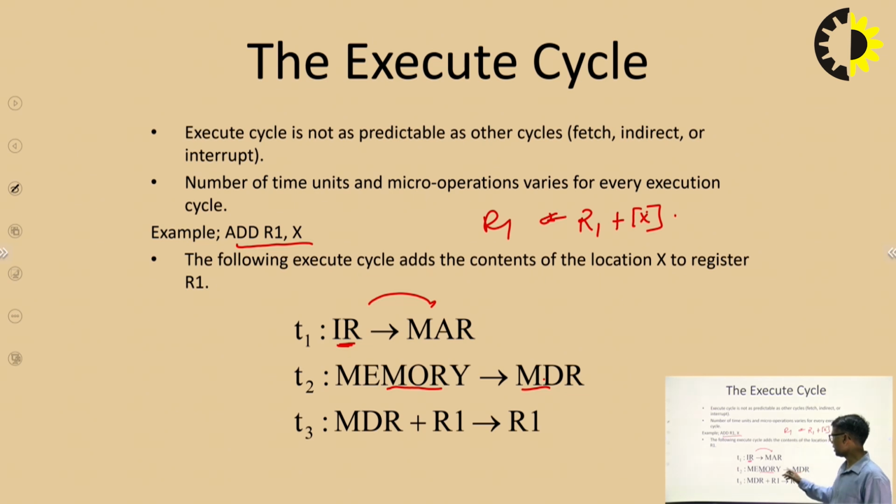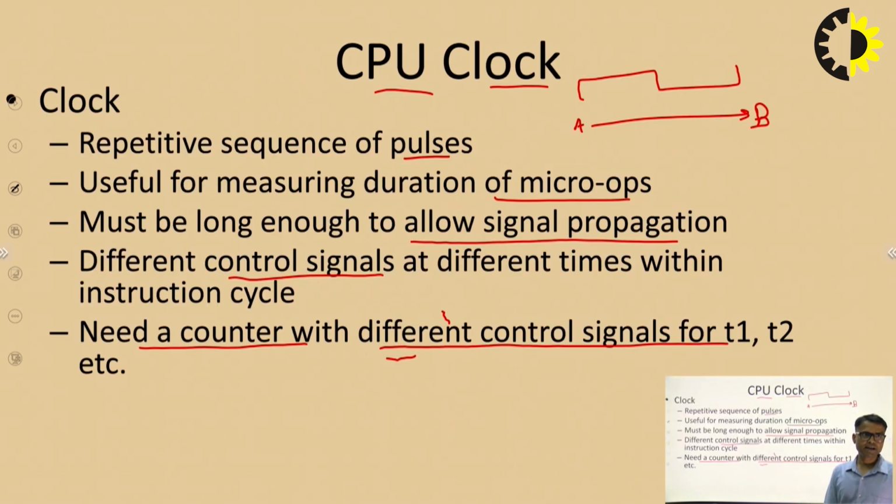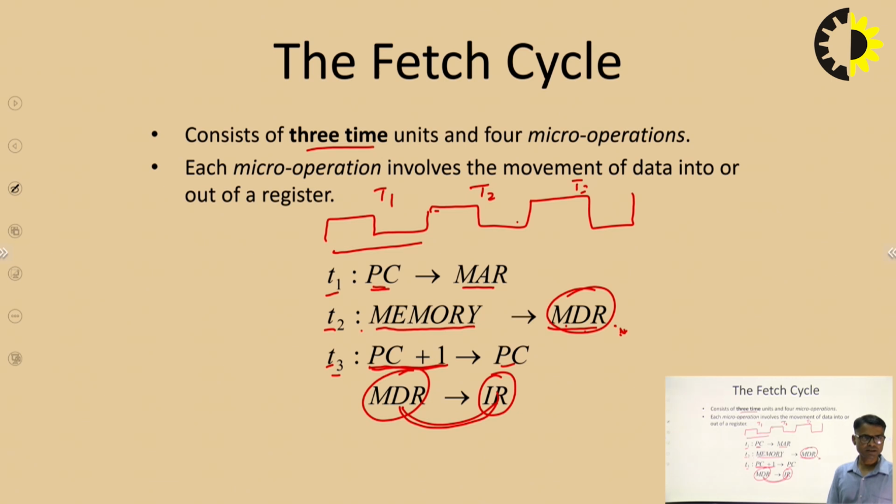and store the result into R1. Since the IR has the direct address available, we do not require to perform an indirect operation. We will send that address to the MAR and bring the data from the memory to the MDR. Now the MDR has the value of X, so the value of X plus R1 is stored at R1. Fine. So we understand that first we have to fetch the instruction and bring it to the IR.